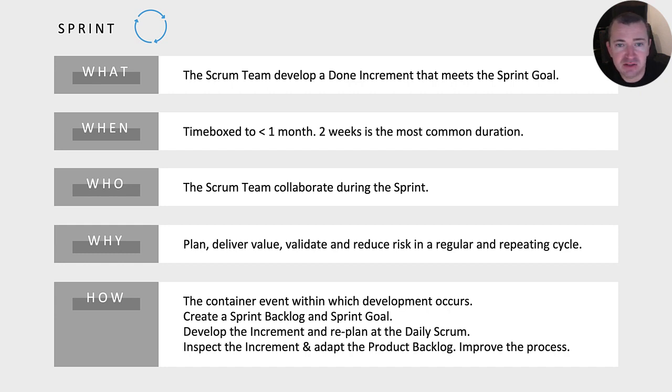A sprint begins with the sprint planning event and ends with the sprint review and sprint retrospective events. The daily Scrum event is held each day during the sprint. A sprint should be short enough to allow the Scrum team to maintain focus, but long enough to deliver an increment that meets the definition of done.